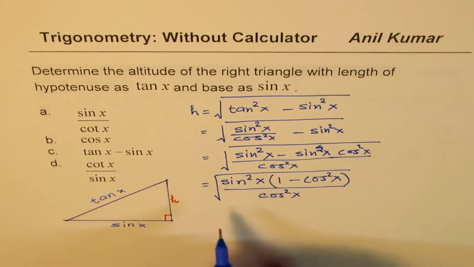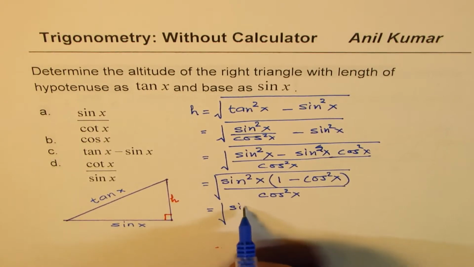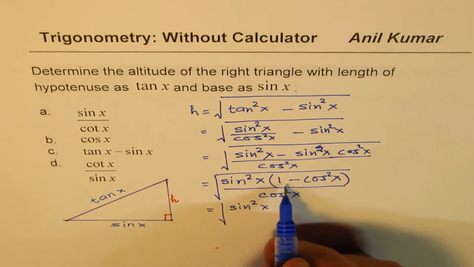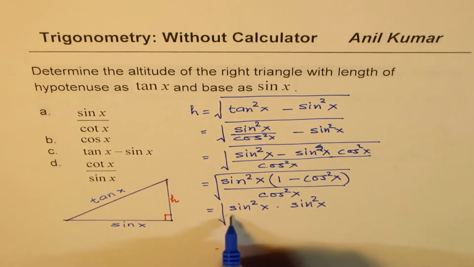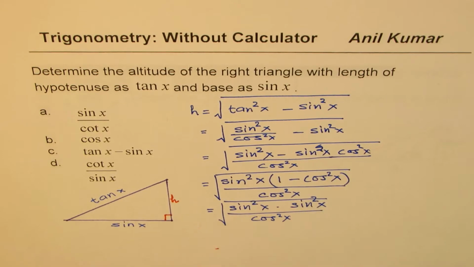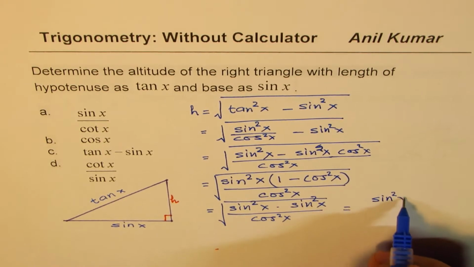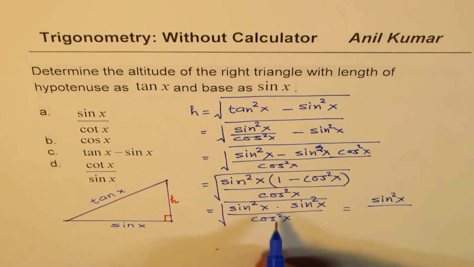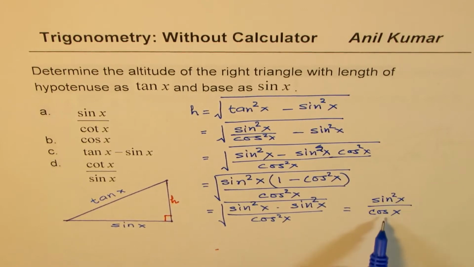Now, sine square x, it could be written as sine square x. 1 minus cos square x is also sine square x. So we'll also write this as sine square x. And we have here cos square x. Okay. So now sine square x times sine square x within square root, we can take sine square x outside. Cos square x within square root is cos x. While sine square x over cos x is not an option here.